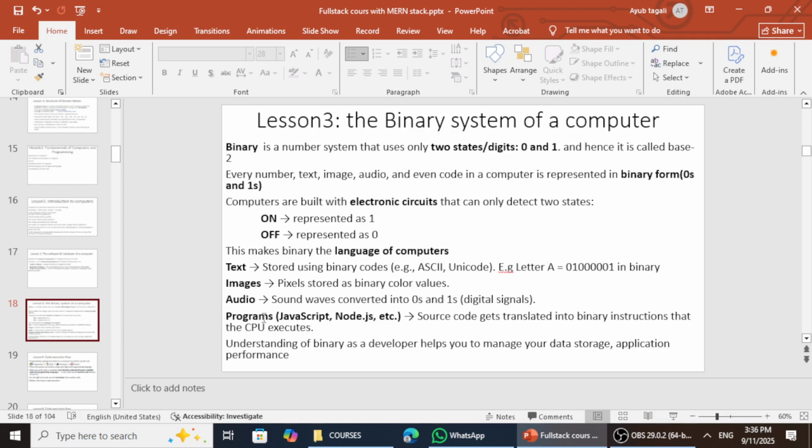Even the program that you write in some high-level language, let's say you write a program in JavaScript or in Node.js or whatever programming language you use, that program still has to be converted or translated into binary instructions that the CPU can then understand and execute. And therefore, it is very important as a software developer or a full stack developer to understand this binary system, as it will help you to manage your data storage and application performance. You're able to design applications which manage storage and which perform with high performance.